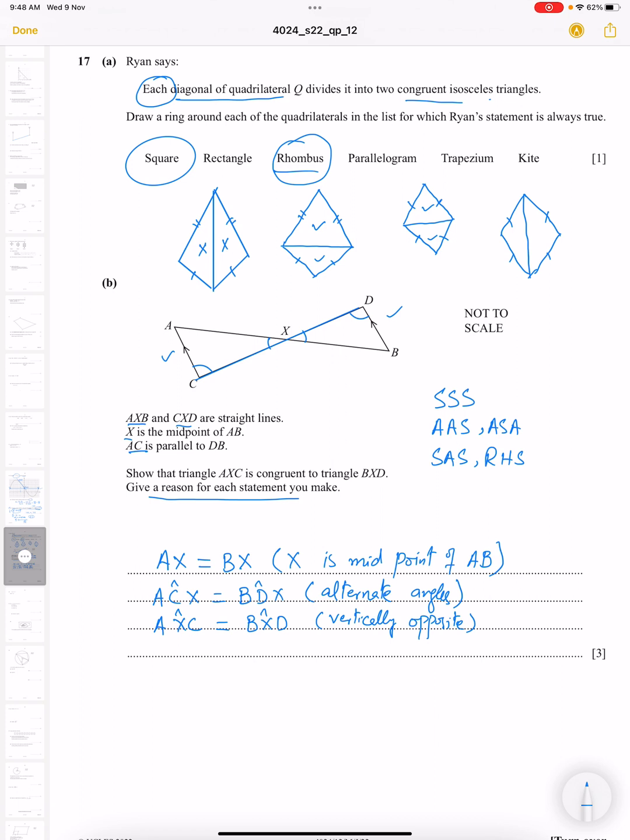You can take that angle. This angle is also equal to this one. This reason can also be used. So as we can see, two angles and one side are equal. Therefore, triangle AXC is congruent to triangle BXD. The reason is ASA. Because of the ASA congruency test, the triangles are congruent. So that's it, the question is done in this way.